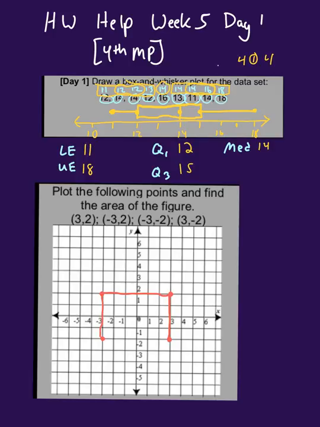Now let's find the area. Now you could do this a couple ways. You can count all the squares if you want. You could be like 1, 2, 3, 4 by 1, 2, 3, 4, 5, 6. 4 times 6 is 24.